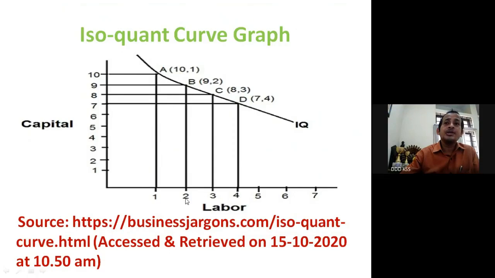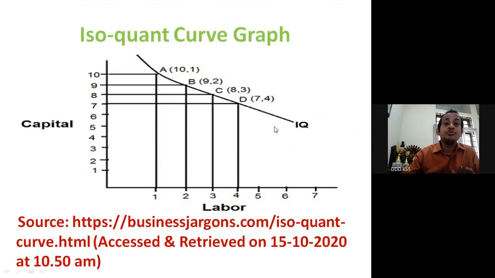Then combination B, 2 units of labor, 9 units of capital, 100 output. Then combination C, 3 units of labor, 8 units of capital, output 100. Then combination D, 4 units of labor, 7 units of capital, 100 output. Now this is basically the isoquant curve. You can see the arrow. This is the isoquant curve.